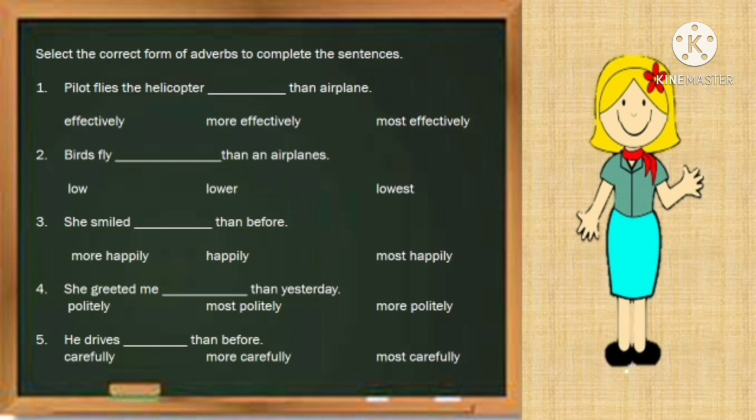3. She smiled blank than before. More happily, happily, most happily. Correct, more happily. She smiled more happily than before. 4. She greeted me blank than yesterday. Politely, most politely, more politely. The answer is more politely. She greeted me more politely than yesterday. 5. He drives blank than before. Carefully, more carefully, most carefully. The answer is more carefully. He drives more carefully than before.